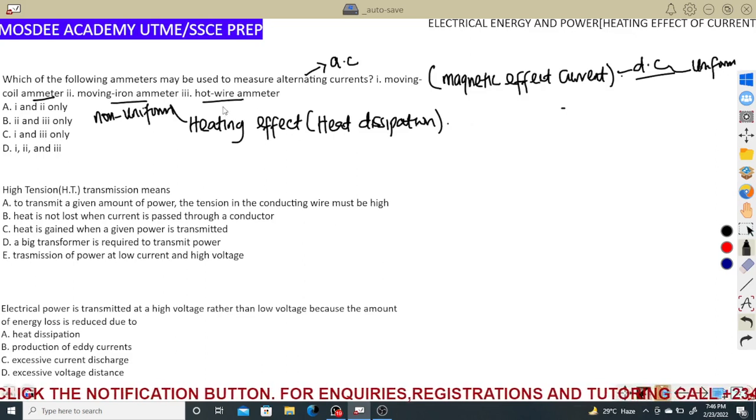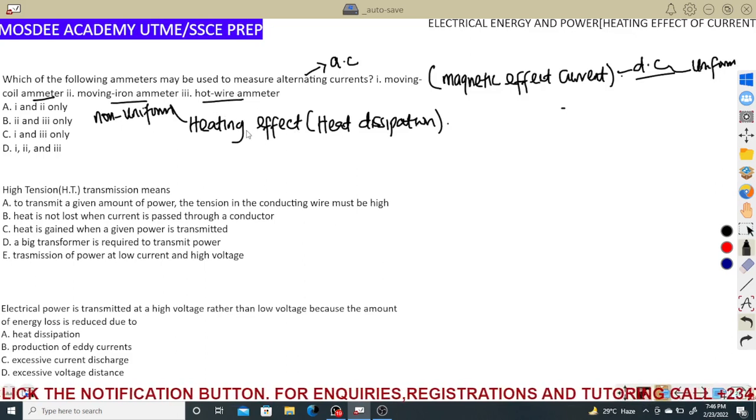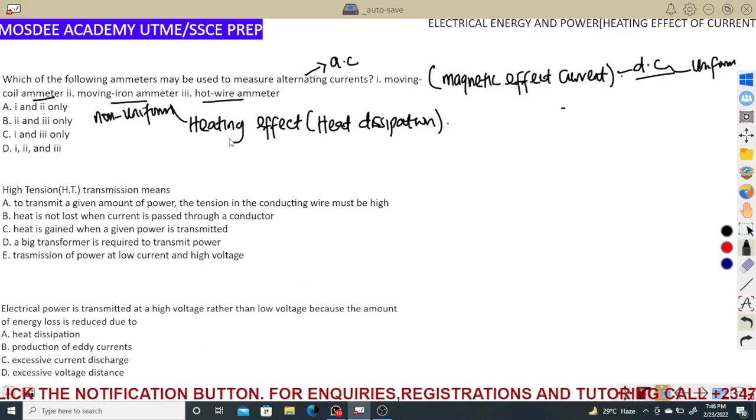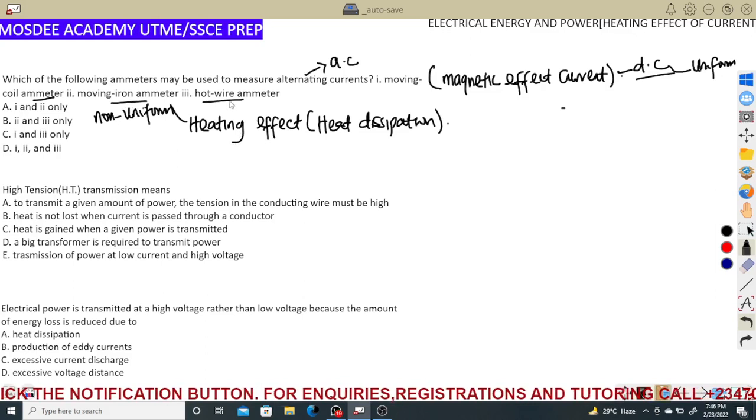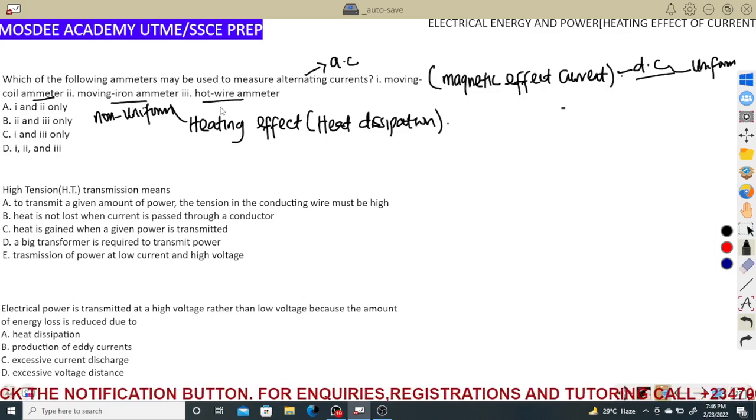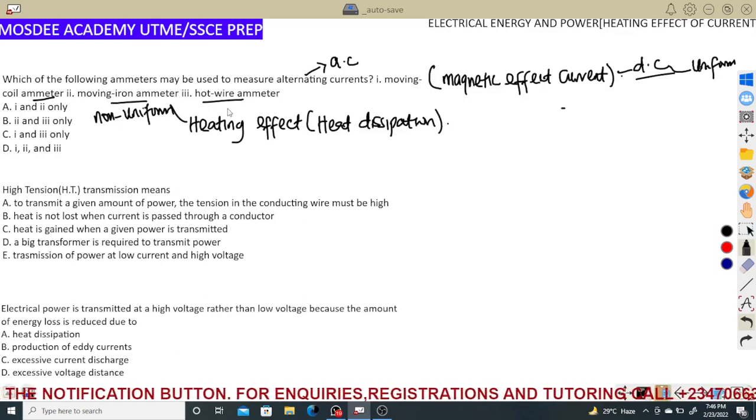This one works on what? The heating effect of current. Hot, heat. So let it be known: iron, heat; hot wire, heat. These are direct ways. So always keep in mind, they can be used for measuring both AC and DC. And actually, Roman figures 2 and 3 are absolutely correct for this question.